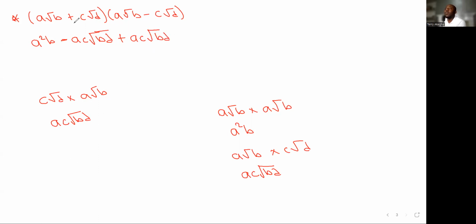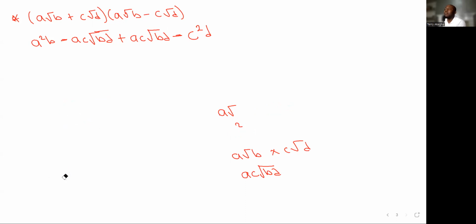Then the last one, we're having plus times minus. That will give us minus. So we're having c root d multiplied by c root d. c times c will give us c squared. Root d times root d will give us d. So it's going to give us c squared d. Is that okay? And that will be the answer for that.